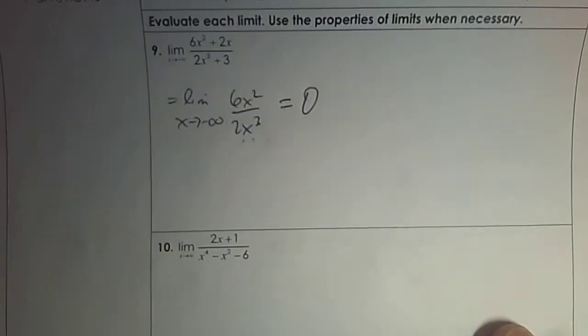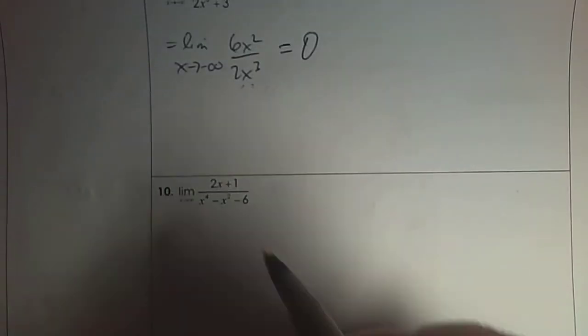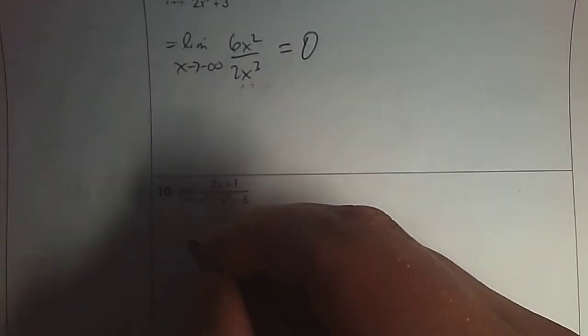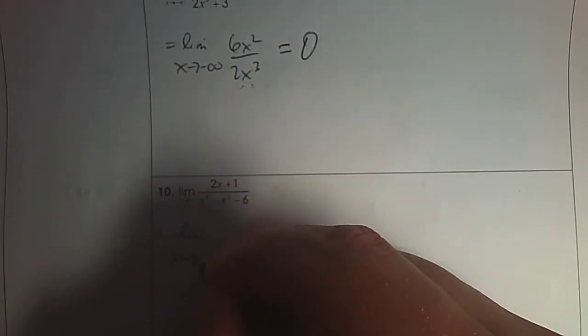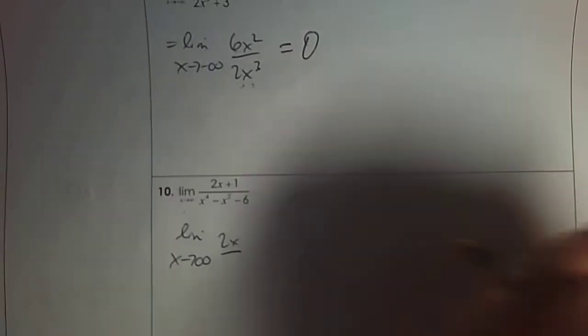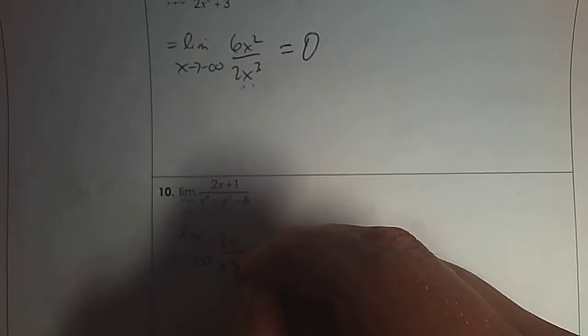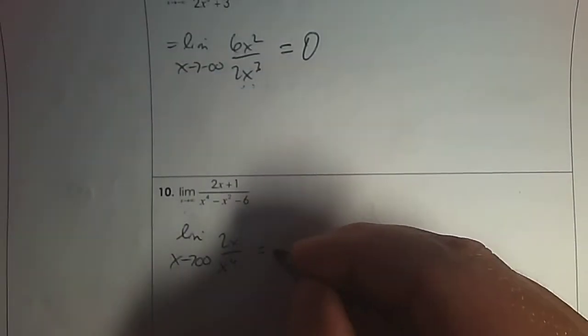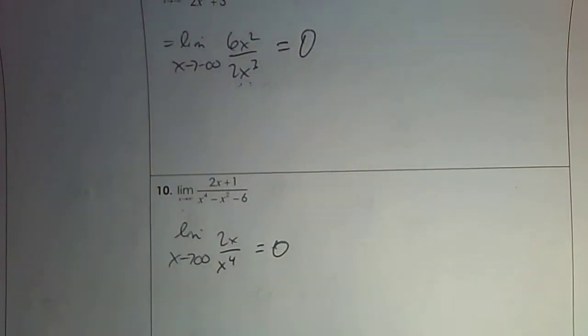Number 10, same idea. We have the limit as x approaches infinity. We're going to write that down. And again, power over power. In this case, it's the right end behavior. But both ends are going to, again, when the bottom is more powerful, that answer is going to be 0.